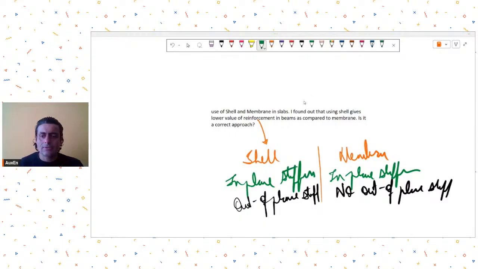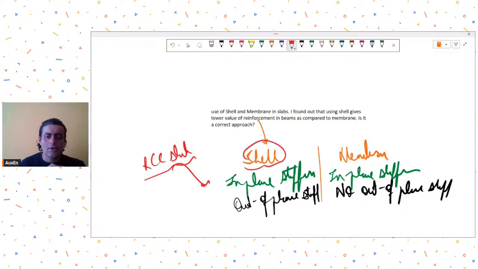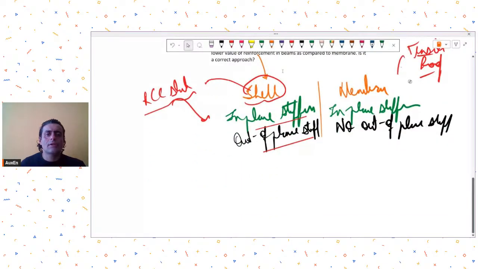Whereas shell is having an out of plane stiffness as well as in plane stiffness. Now, when we do an RCC slab, it is more closely related to an action or a behavior as shell as opposed to membrane. Okay, because RCC slabs do exhibit out of plane stiffness also, in plane stiffness also. Whereas, let's say a tensile roof will only exhibit in plane stiffness, no out of plane stiffness.